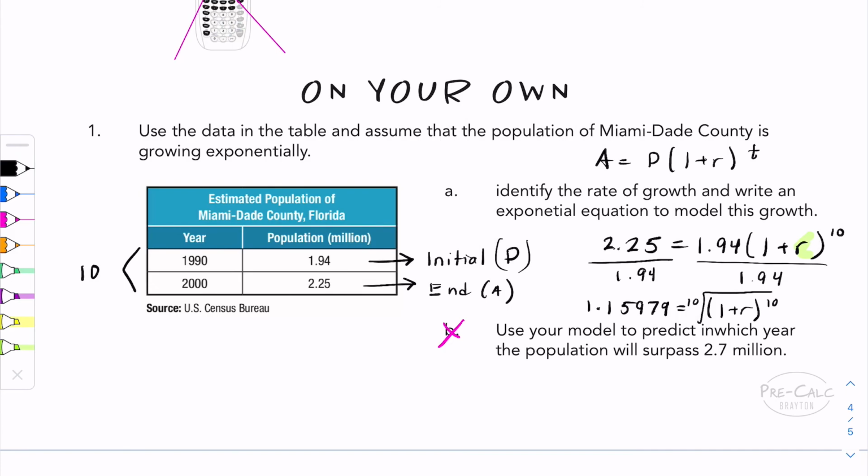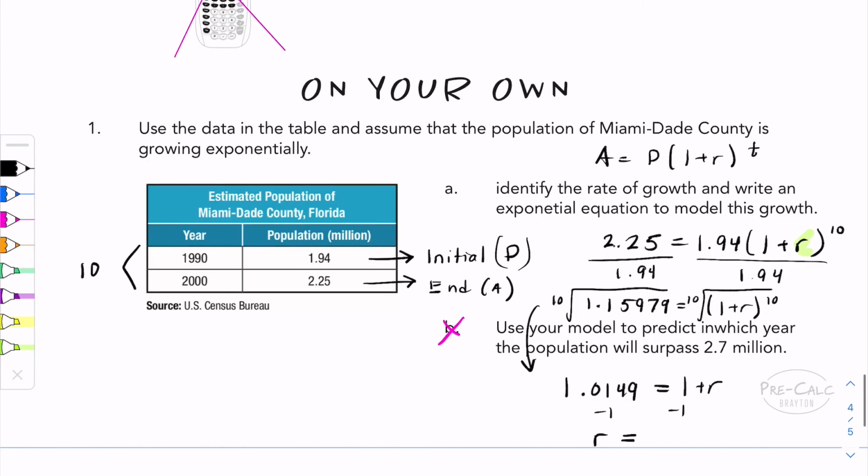We can take the 10th root of both sides, and in this case, the 10th root of 1.15 is 1.0149. This is equal to 1 plus r. Subtract 1 from both sides. Your r value is equal to 0.015. This means our r value or our rate is 1.5%. It's increasing.